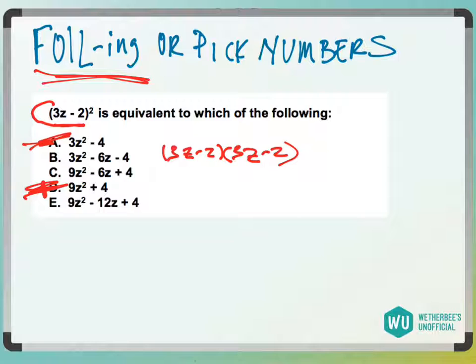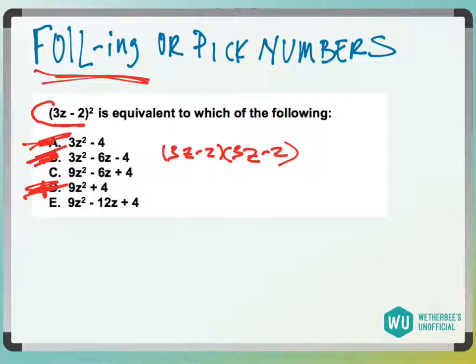So now, if you don't even want to go through and FOIL it, you could go, okay, well, I know it's going to be 9z squared, right? I'm going to get rid of B, right? And then it's going to be -2 times -2, which is going to be +4, which is left in C and E. But now we have to figure out what that middle term is going to be.